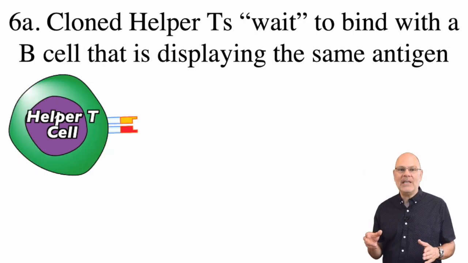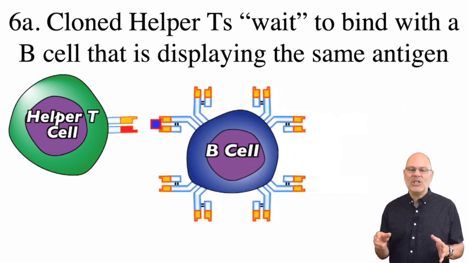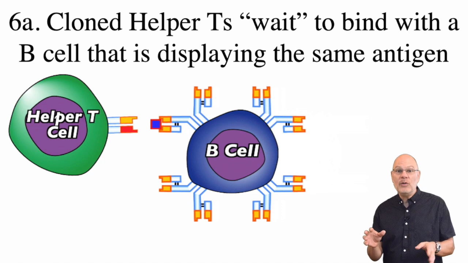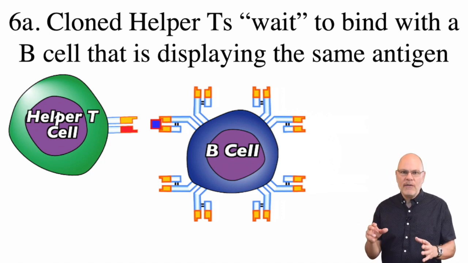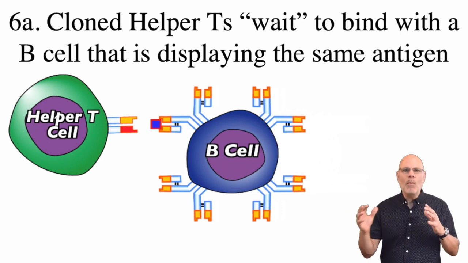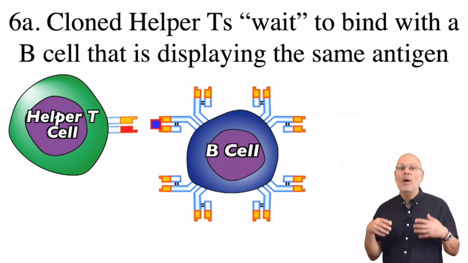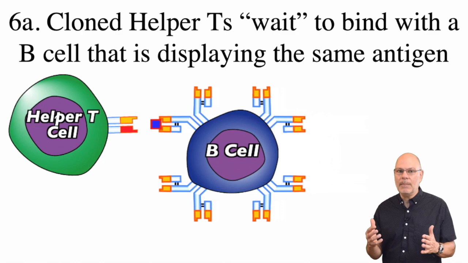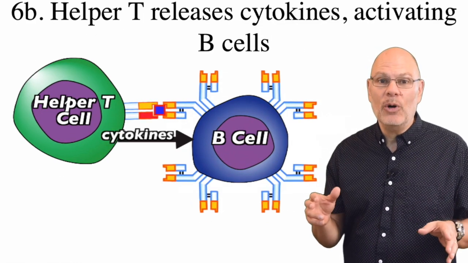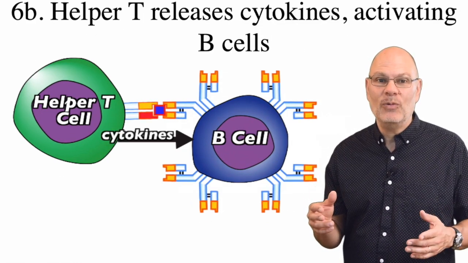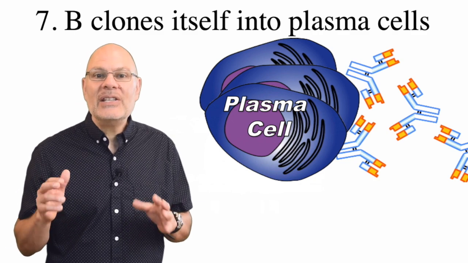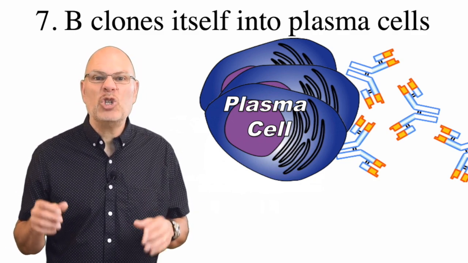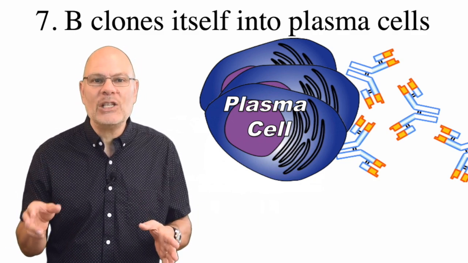binds with a B cell that has independently found the same antigen and is displaying it. And I know that's confusing, but B cells are also phagocytic, and they can also display antigens. So we're having multiple levels of connection before we activate the system. This leads to another burst of cell signaling and cytokine release. In this case, the cytokines induce the B cell to clone itself into plasma cells.